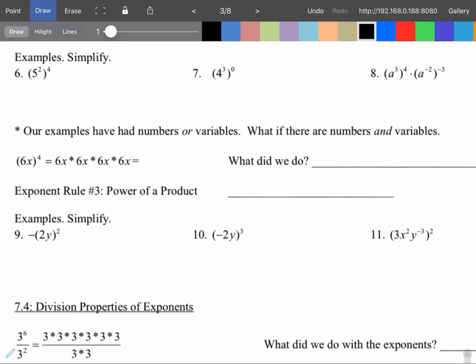Well, then let's look at how number 10 is different than that then. On number 10, do you guys see that the negative is inside the parentheses? Well, that means you're going to have to put the power onto the negative 2. So it's going to look like this. So it's going to be negative 2 to the third power, and then times y to the third power.